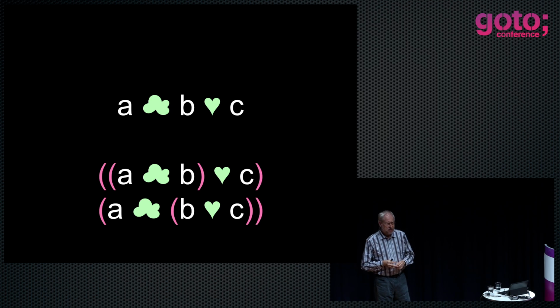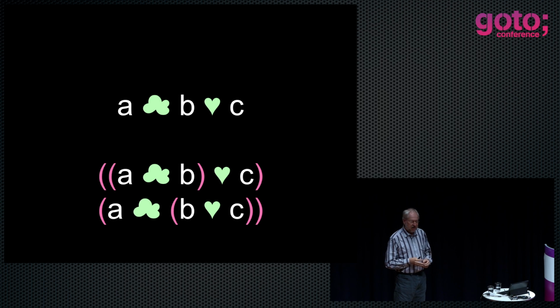So I'll give you an example. Here we have a made-up programming language with two operators, cloud and heart. And I've got three variables, A, B, and C. So how do you interpret the expression A cloud, B heart, C? There are a number of ways you could do it. One is you could read it from left to right. So you do A cloud, B, and then you do heart, C. Or you could read it from right to left. And so that would be B heart C first, then you cloud that with A.